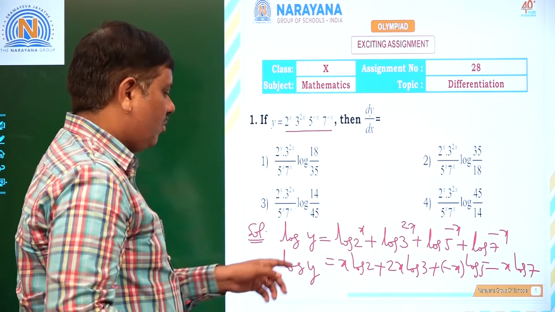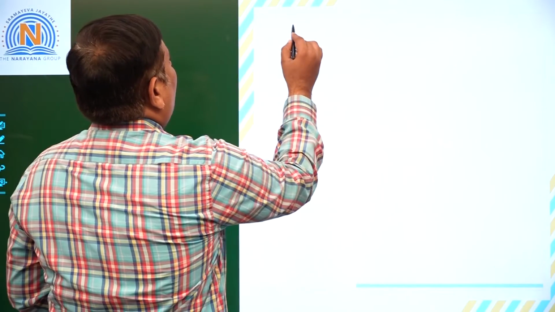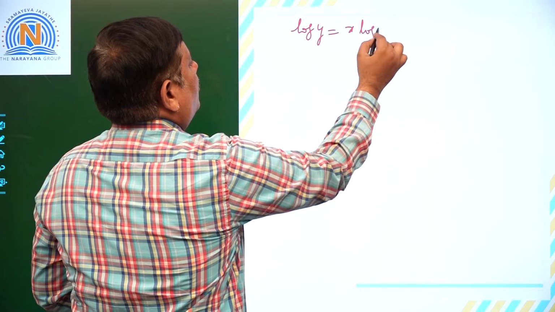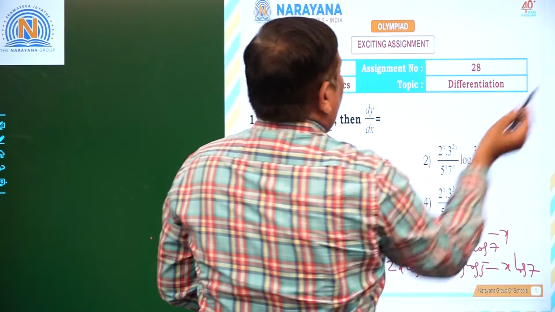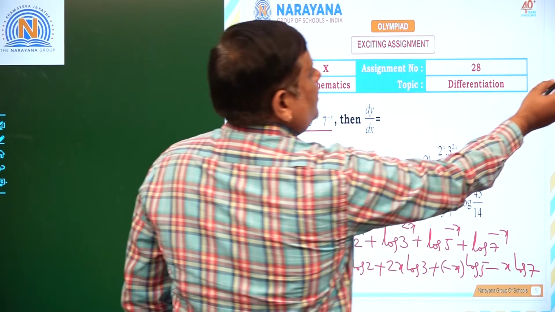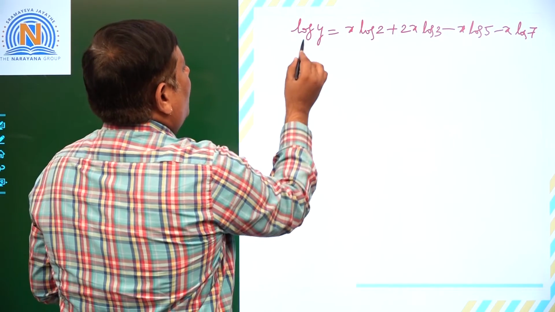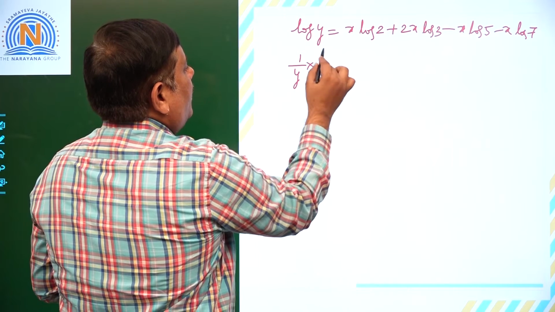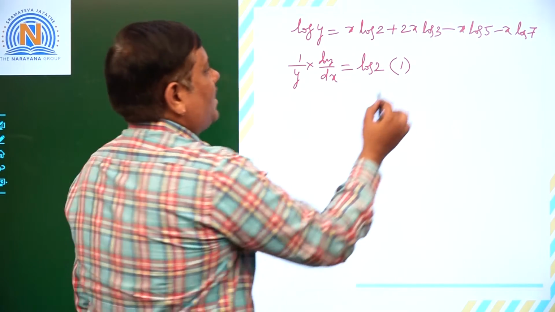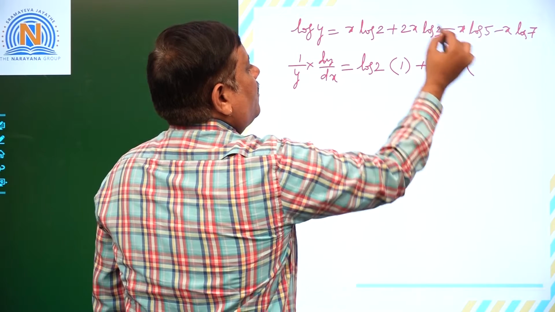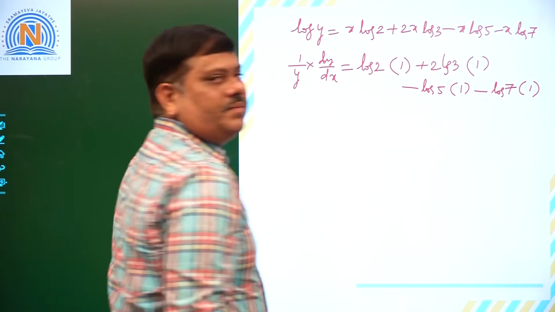Whenever you want dy by dx, if you differentiate both the sides with respect to x, we are going to have, see, I'll write it here. We have log y is equal to x log 2 plus 2x log 3 minus x log 5 minus x log 7. If you apply derivative on both the sides, we are going to have d by dx of log y, that is 1 by y into dy by dx, chain rule. That is equal to log 2, which is a constant, so log 2 into derivative of x, which is 1, plus 2 log 3 is a constant, so derivative of x is 1, minus log 5 is a constant, so derivative of x is 1, minus log 7 is a constant, derivative of x is 1. That is what we can write.